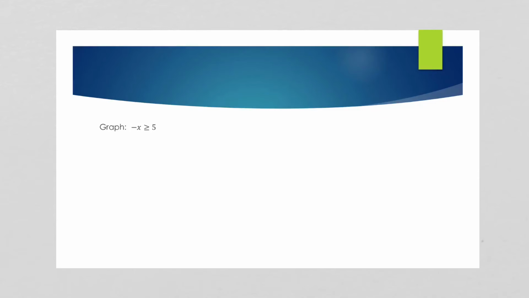Alright, so check this out. So I've got negative x is greater than or equal to 5. So I am going to divide both sides by negative 1 to get that negative sign away from the variable. I did just divide by a negative number, so I have to flip my inequality symbol. Alright, so now there's our number line. I'm going to put a closed circle at negative 5, and now it points to the left.